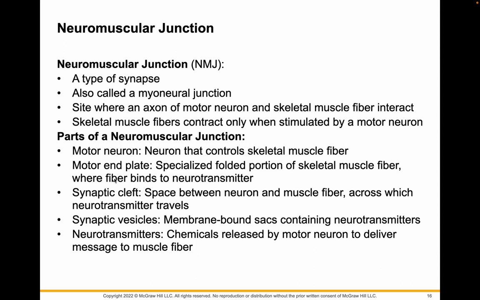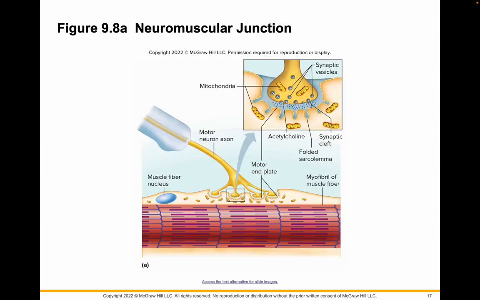There's the motor end plate, which is a folded portion of the skeletal muscle fiber where it can bind to neurotransmitters released by the motor neuron. The synaptic cleft is the space between the neuron and the muscle, and the transmitter released by the motor neuron has to travel across to the motor end plate. The synaptic vesicles hold the neurotransmitter in the motor neuron, and then the neurotransmitters are the communicative chemicals that are released by the motor neuron and talk to the muscle fiber at the motor end plate.